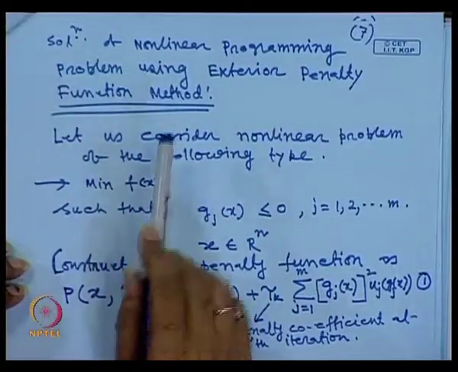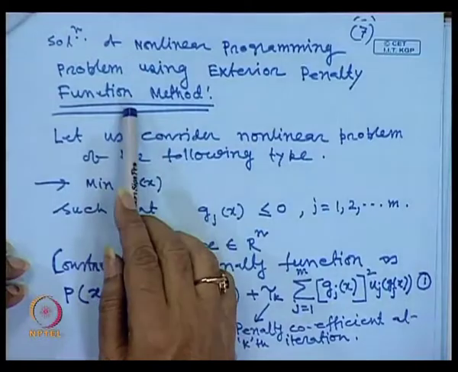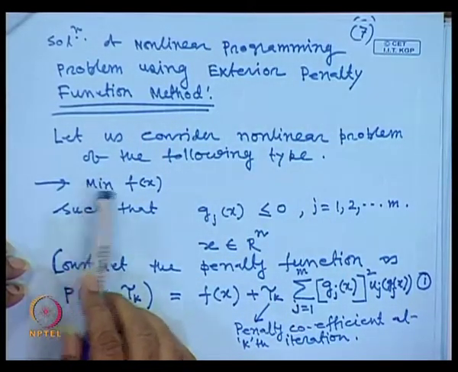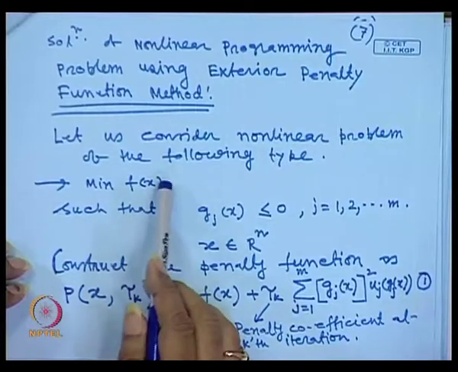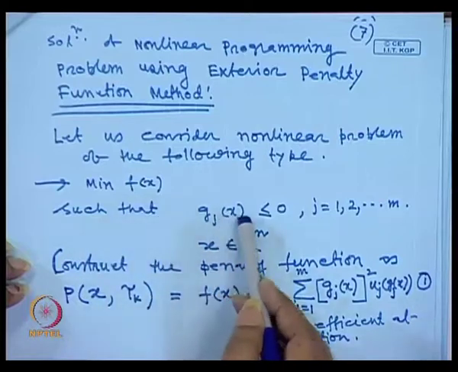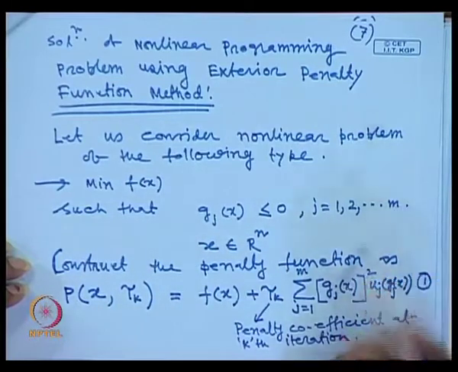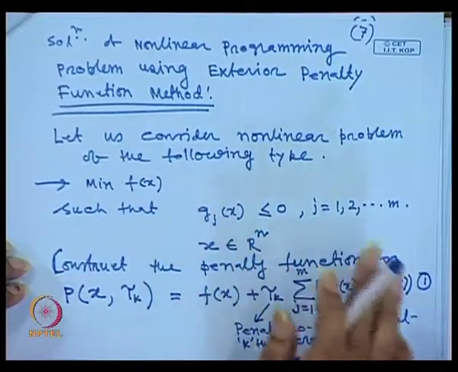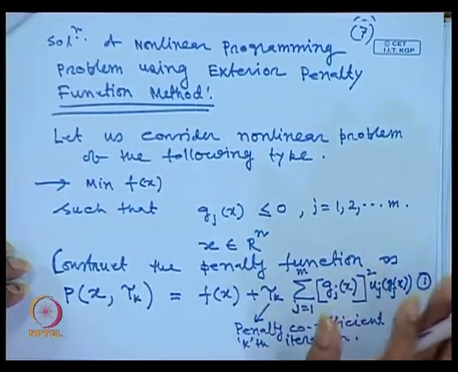Last class we discussed how to solve the nonlinear programming problem using the exterior penalty method. Our problem statement is: minimize the function f of x, where f of x is a nonlinear function and the constraint g of x will also be nonlinear. Our job is to solve this problem using the exterior penalty function method.